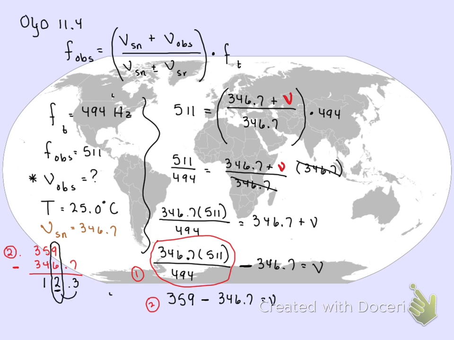We're going to look to the 3. If that number is 5 or bigger, it changes the 2. But because it's not, we leave it as a 2 and find that velocity is equal to 12. Okay? And that's, of course, in meters per second.